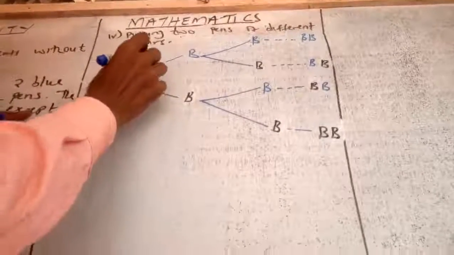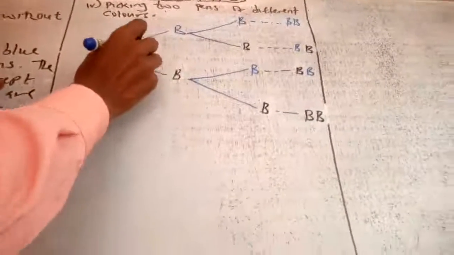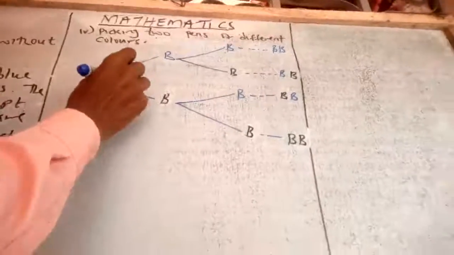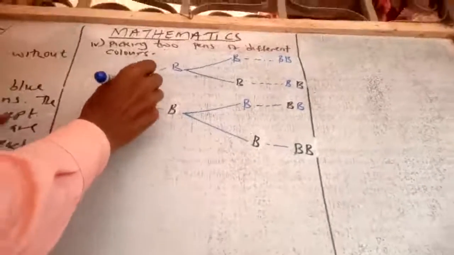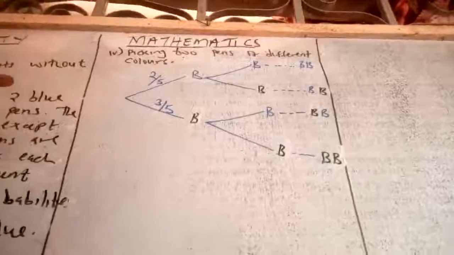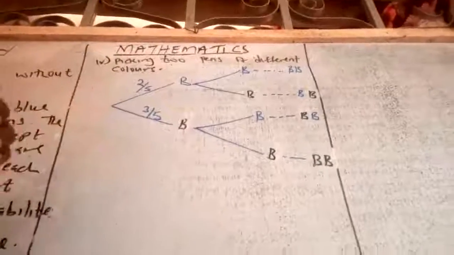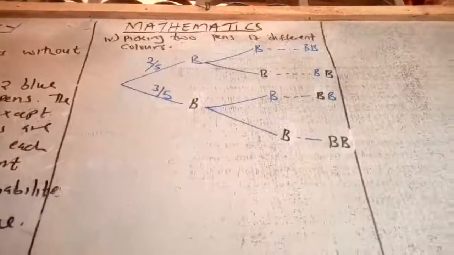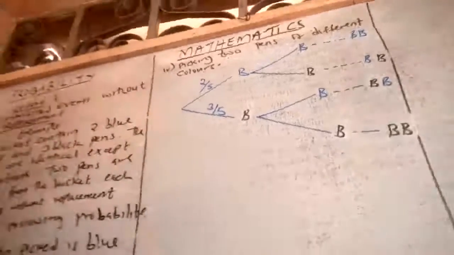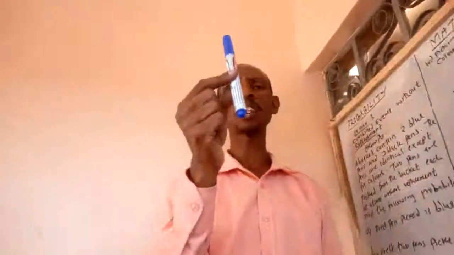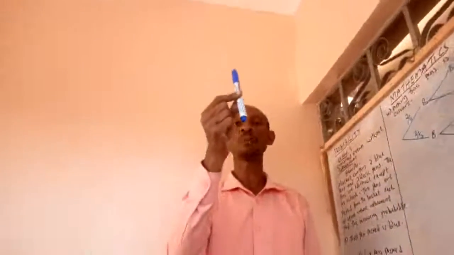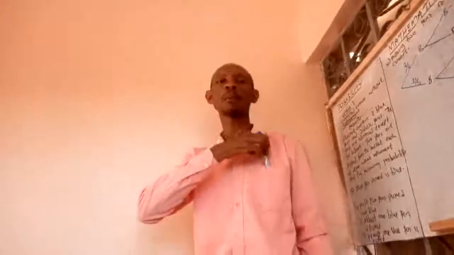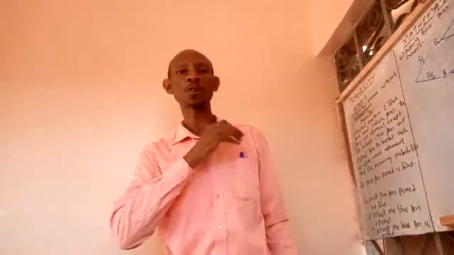What about the probability of blue? The probability of black is supposed to be 3 out of 5. That is during the first picking. Those are the probabilities. And assuming that the pen which I have used to write on the board, I have not replaced it. So I put it in my pocket.